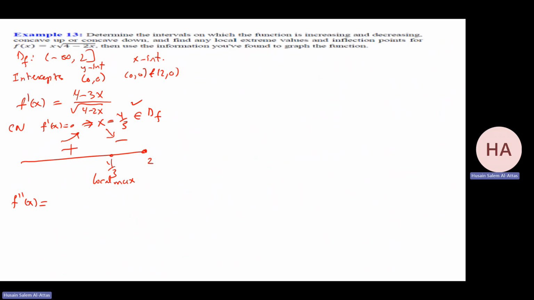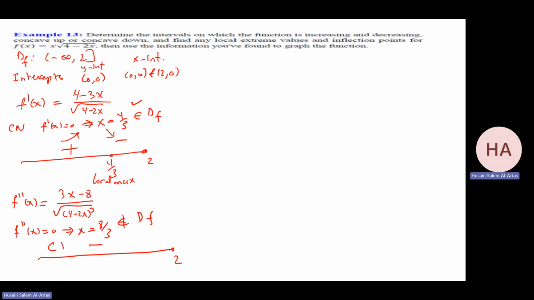If we do the calculation for f double prime, you will get (3x − 8) over the square root of (4 − 2x), all cubed. So f double prime equals 0 gave me x equal 8/3. Be careful, this does not belong to the domain of f. So I'll put now critical numbers. Is there a critical number? No. This is 2. So this is always negative. So it's always concave down, all the way.